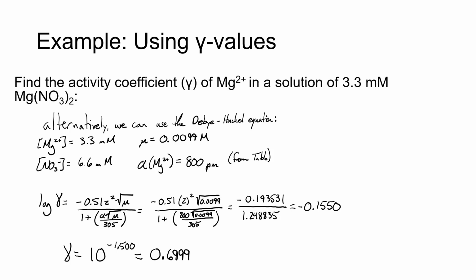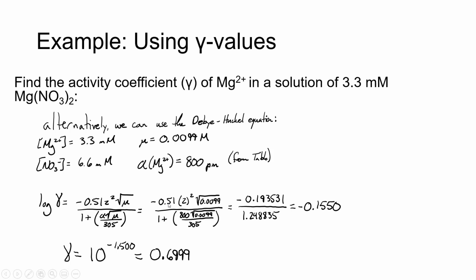Now at this point, we would take these values and we would plug them into the Debye-Huckel equation to first find the log of the activity coefficient gamma, where the log of gamma is equal to negative 0.51 times the charge on the ion squared times the square root of the ionic strength. And in the denominator, we have 1 plus the alpha value, the ion size, times the square root of the ionic strength divided by 305.